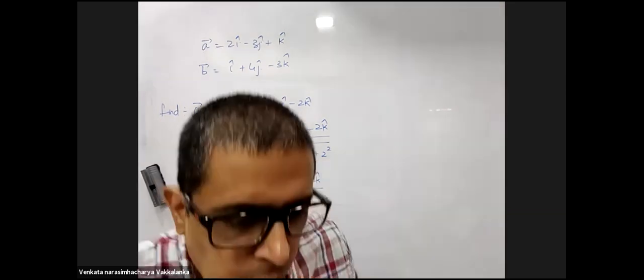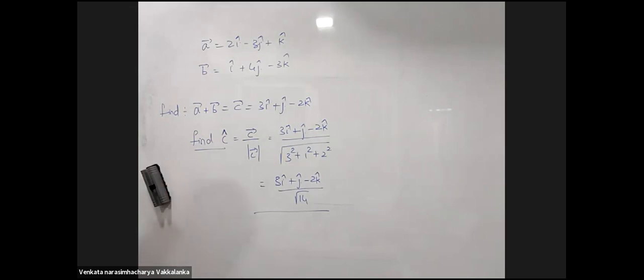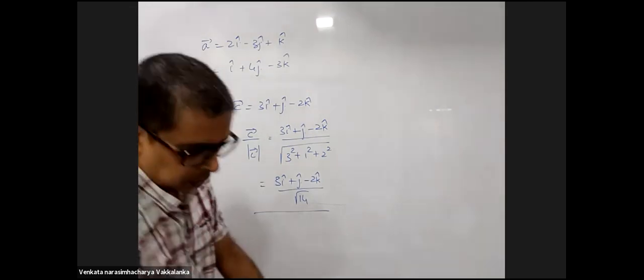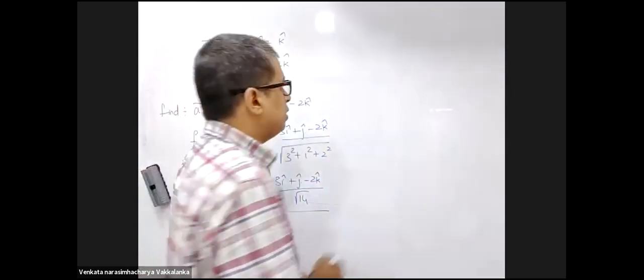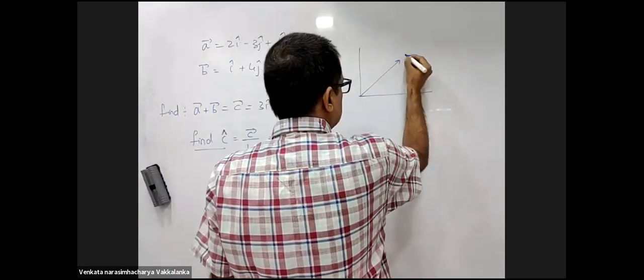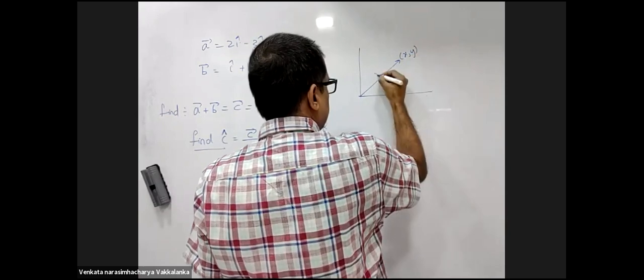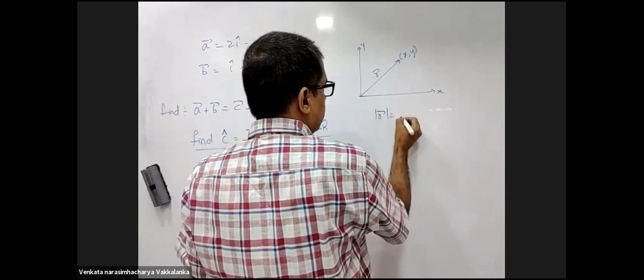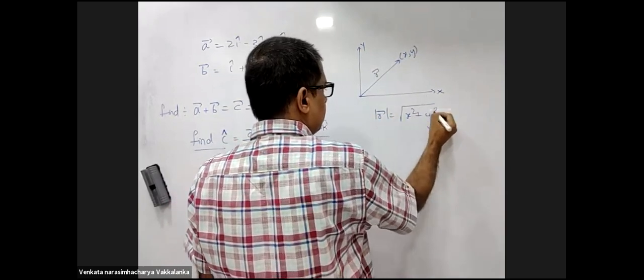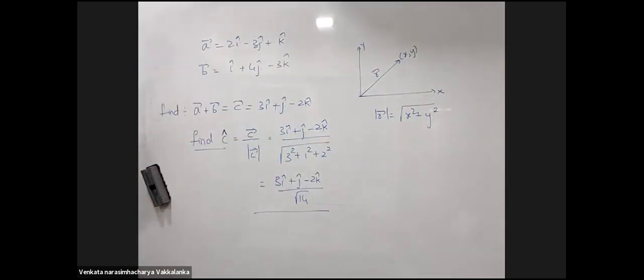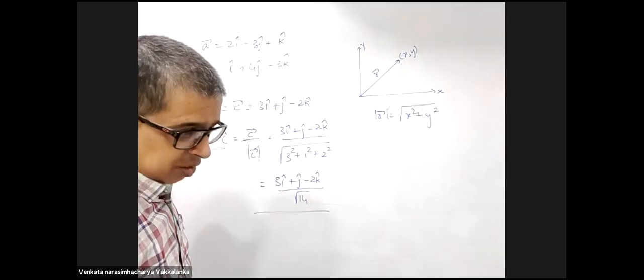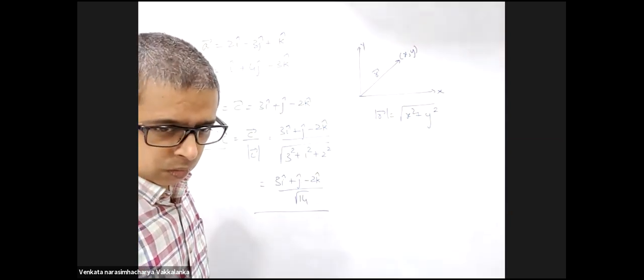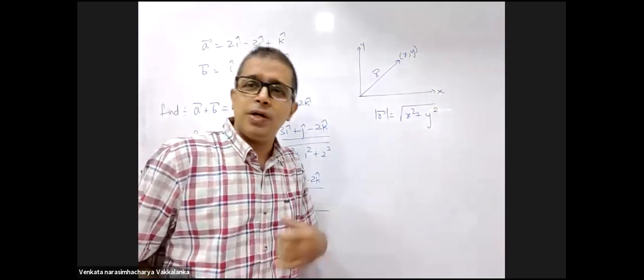Excuse me, sir. For finding magnitude, why do we take the root even of the component on the z-axis? You know why, this is the magnitude of a vector with components x comma y. What is the magnitude of this R? Root over of x square plus y square. Yes, sir. You're adding a third component to it.